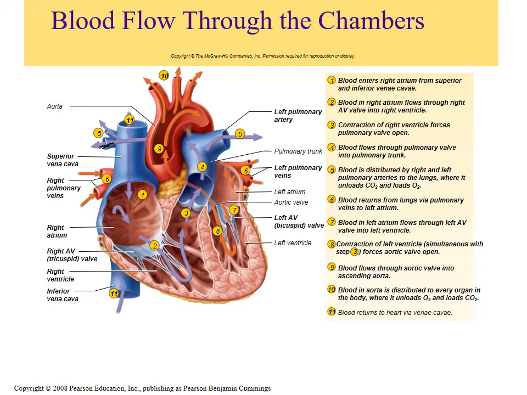So we're going to start on the right-hand side, okay? Blood is going to enter the right atrium through the vena cava. From the right atrium, we're going to go over to the tricuspid valve into the right ventricle. From the right ventricle, we're going to go through the pulmonary semilunar valve into the pulmonary trunk and away with the pulmonary arteries. This is going to bring us over to the lungs.